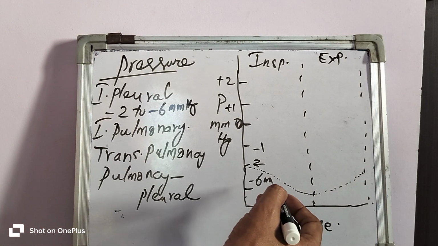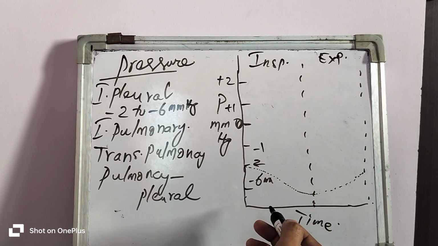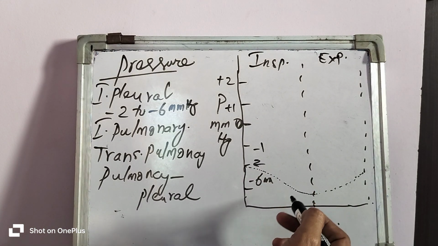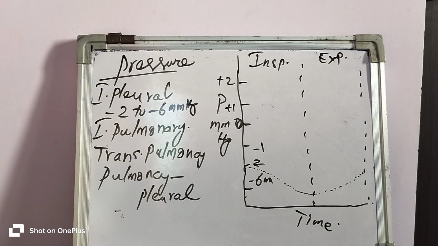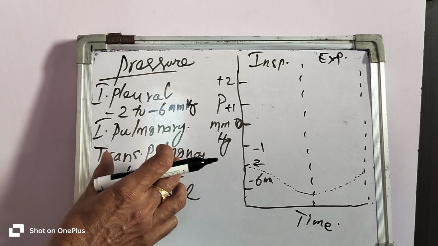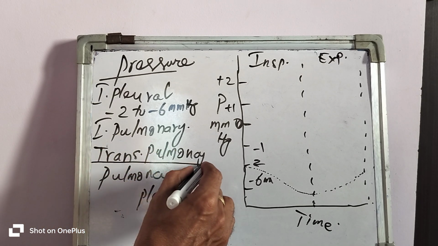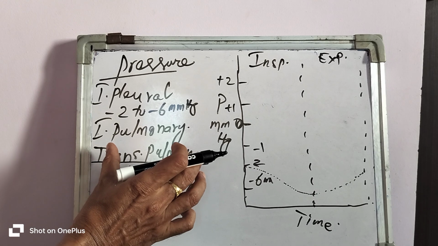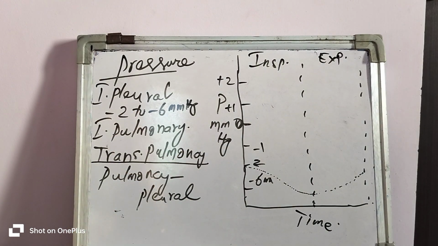So the intrapleural pressure becomes more negative, and this more negativity of the intrapleural pressure makes the lung expand. When this factor becomes more negative, automatically the transpulmonary pressure will be increasing. When transpulmonary pressure is increasing, it leads to more expansion of the lung.